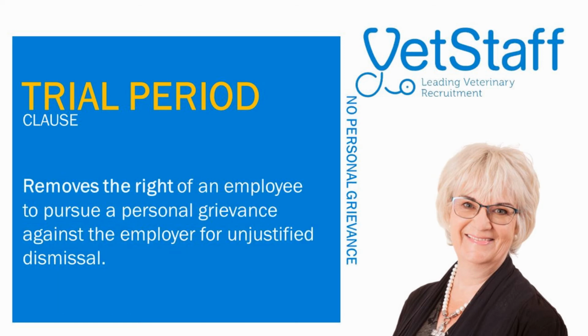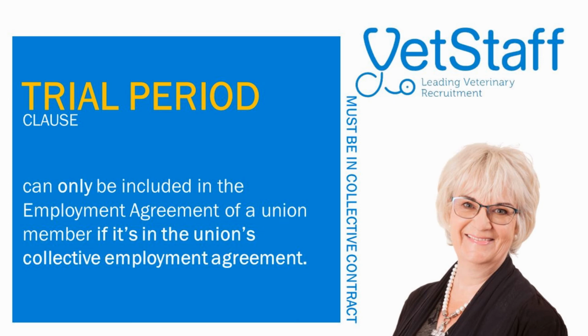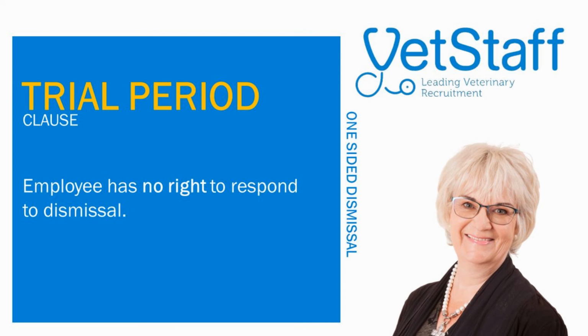A trial period removes the right of an employee to pursue a personal grievance against the employer for unjustified dismissal. Major difference between a trial period and a probation period is the right or not to pursue personal grievance. Again, it must match the collective contract, and it can only be included in an employment agreement of a union member if it is actually in the union's collective contract agreement to start with. The employee with a trial period has no right to respond to dismissal. That's it. It's a one-sided dismissal.